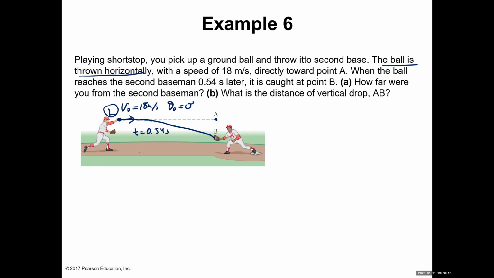All right, so what we can do here is this. Given initial velocity is 18 meters per second, then what do we know about projectile problems? Acceleration is equal to gravity. Vertical acceleration equals negative gravitational acceleration.